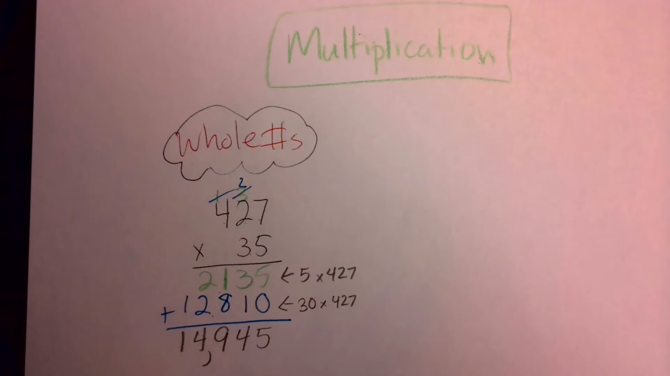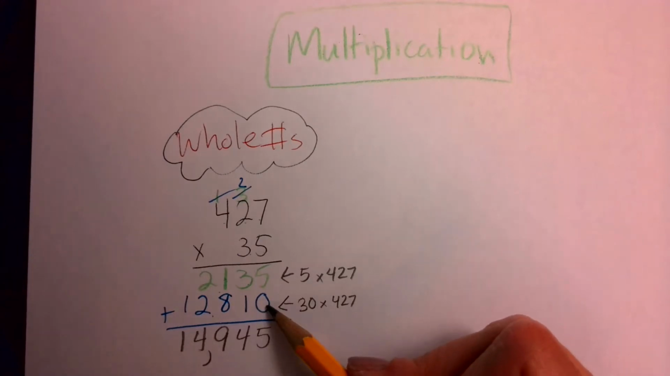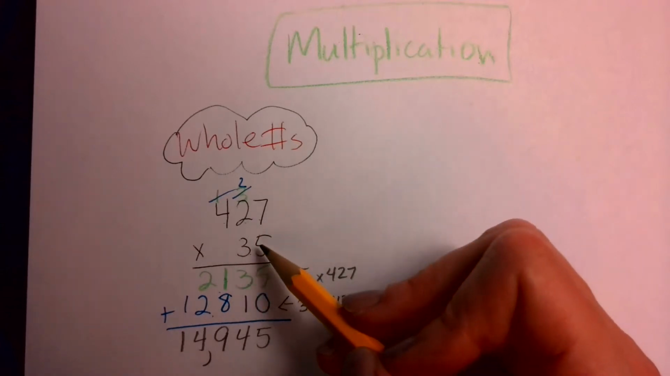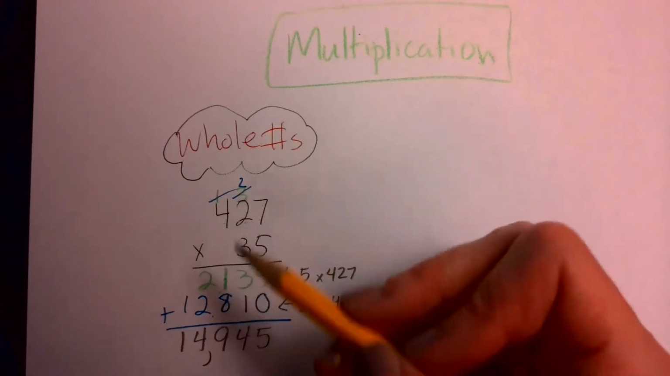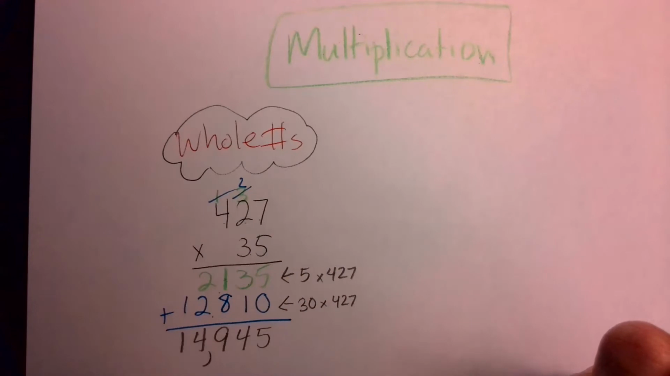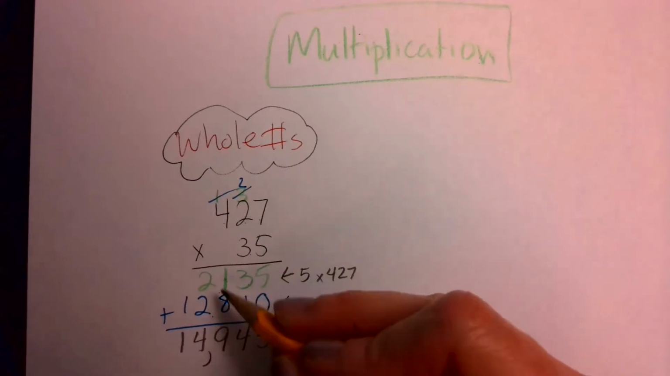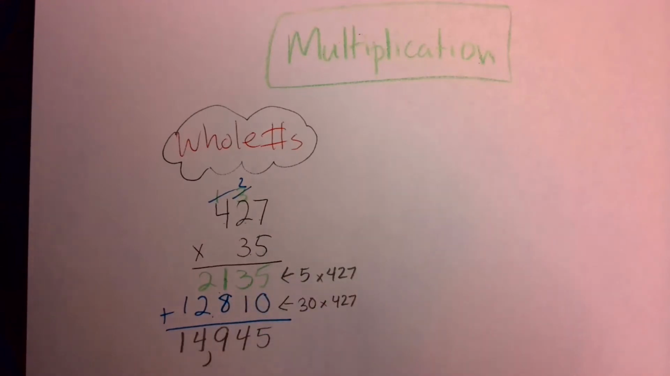When you then add those two partial products together, you get 14,945. How'd you do? Common mistakes: forgetting that placeholder 0, forgetting to add on what you carried when you multiply, or even an addition mistake, even though your partial products are correct. So how'd you do? Did you get it right?